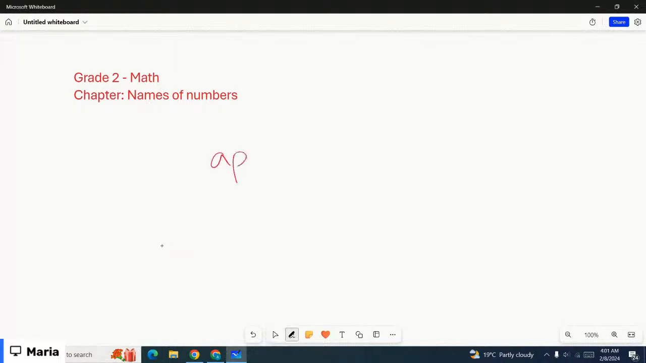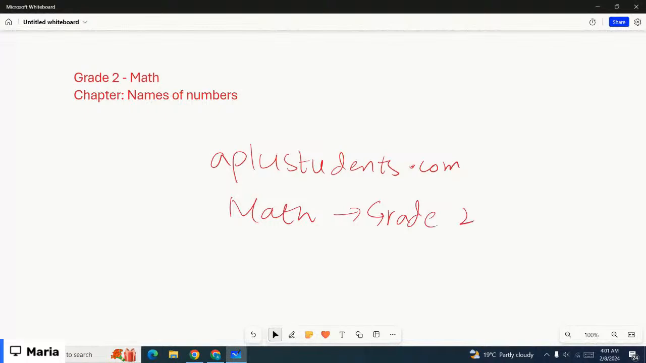You can find all the lessons on aplusstudents.com. You have to log in there using your email address and password as provided by the administrator. Then you have to select math from the subject tab. Scroll down to grade 2 and then click on view all lessons. There you can find the list of the chapters. We're going to start with the chapter named numbers.